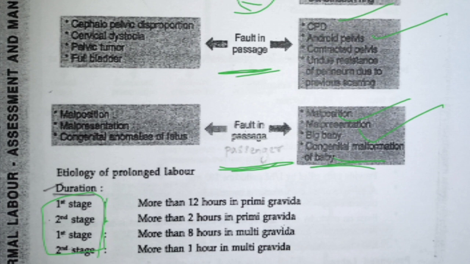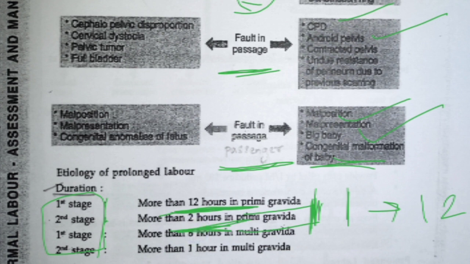If this is the woman's first delivery, that is primigravida, then the first stage should occur within 12 hours. For example, at 1 o'clock the woman got her labor pain. Within the next 12 hours, the first stage should get completed. That is, the crowning should be done. The baby's head should be visible within the next 12 hours. And after 12 hours, within the next 2 hours, the baby should be born. This is in the primigravida, the first delivery.